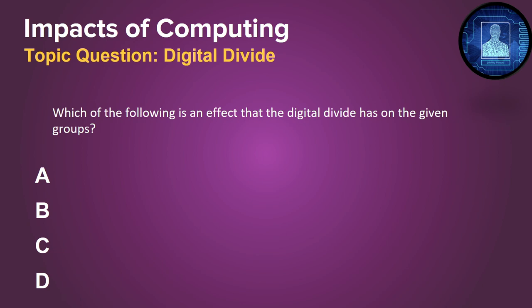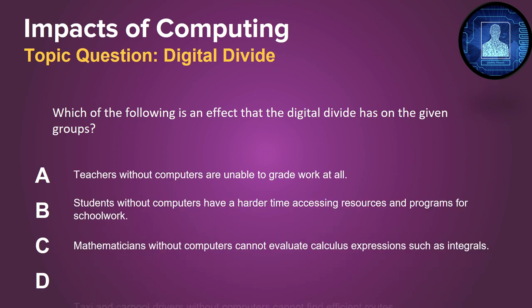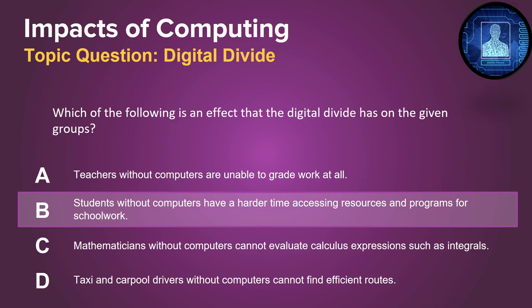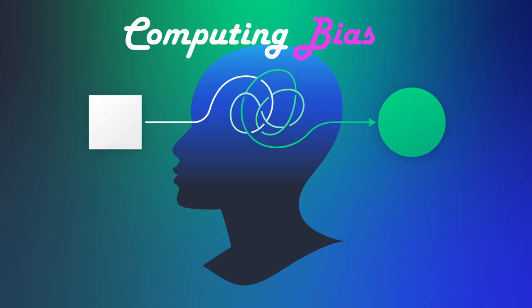Which of the following is an effect the digital divide has on the given groups? So it's usually talking about things where the effects are not that people cannot do things, because teachers can still grade work even though they don't have a computer. Mathematicians can still work out calculus, but it's not that we can't do things, it's just that they're going to take time, or they're going to have a harder time and cause people to get behind, right? So it's things like that. Students might have trouble accessing resources.